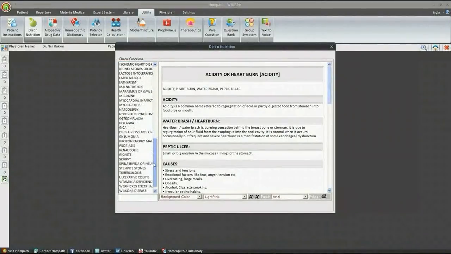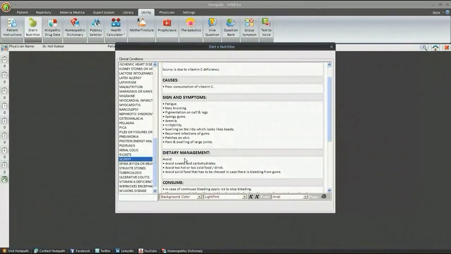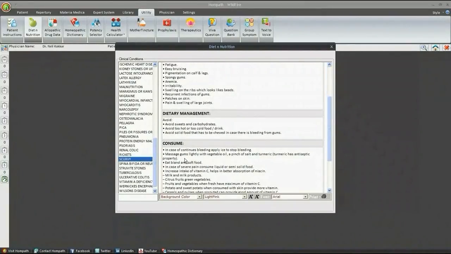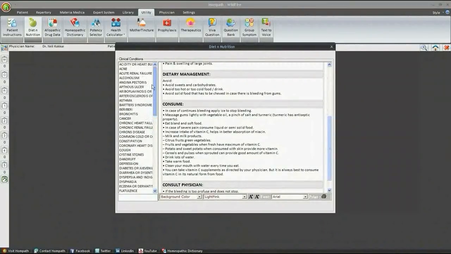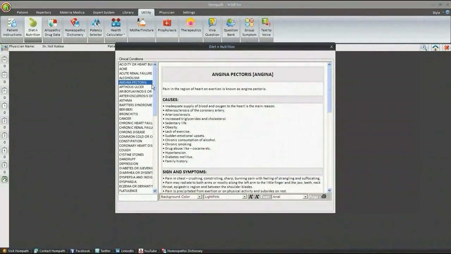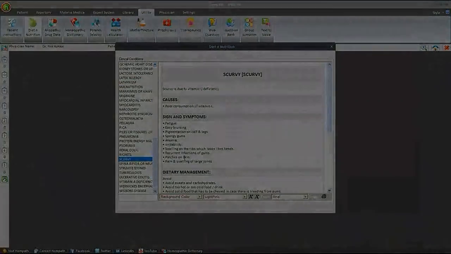If the patient follows diet and nutrition along with medicines, he recovers faster from his sufferings. These instructions can be given out to the patient as a printout. The clinical conditions have been arranged alphabetically. The clinical conditions have been described in short with their cause, signs and symptoms, and dietary management.